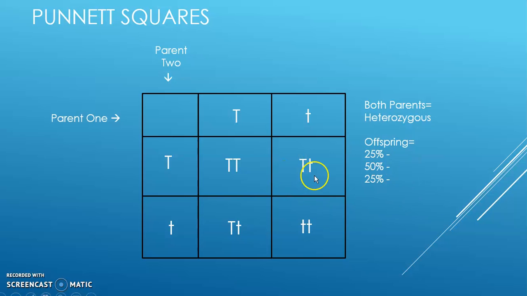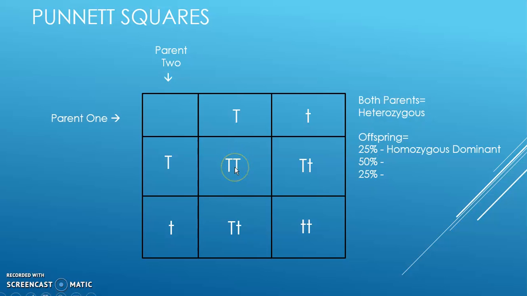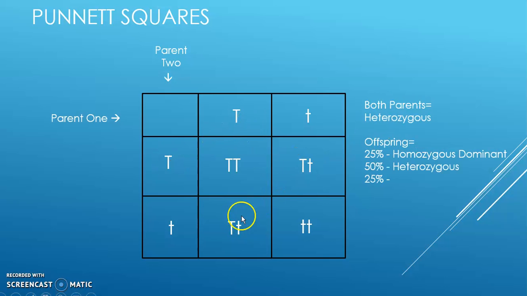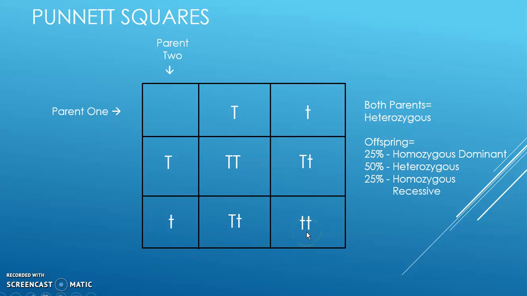We've got 25% of the offspring with this homozygous dominant. They got dominant alleles from both mom and dad. Then we've got 50% of the offspring from these 2 boxes that are heterozygous. They got a dominant allele from one parent and a recessive allele from the other parent. And then our last 25% of our offspring are the homozygous recessive because they got the recessive alleles from both parents.